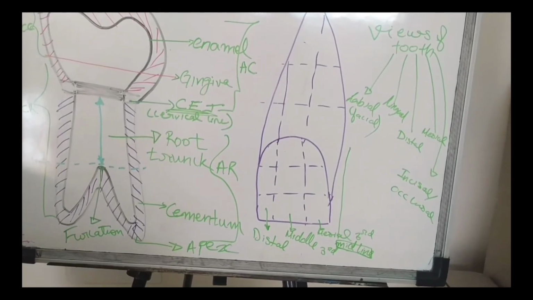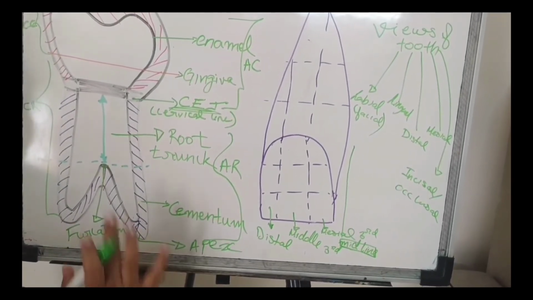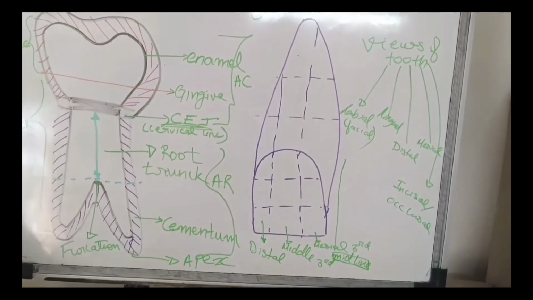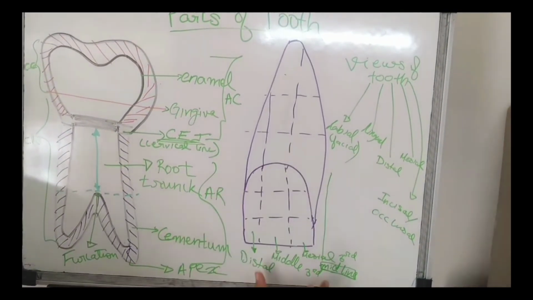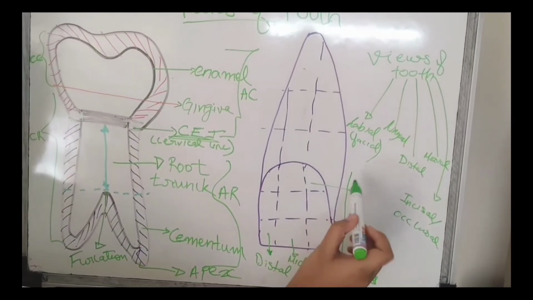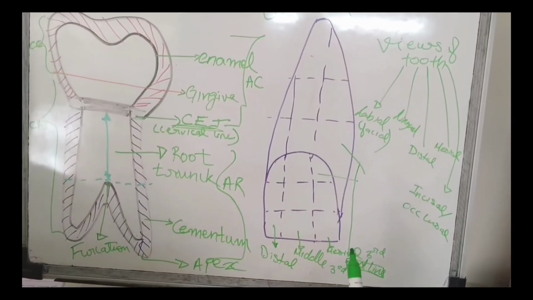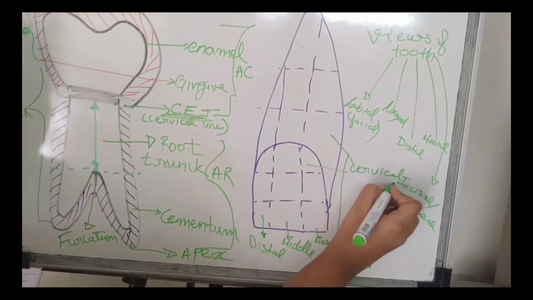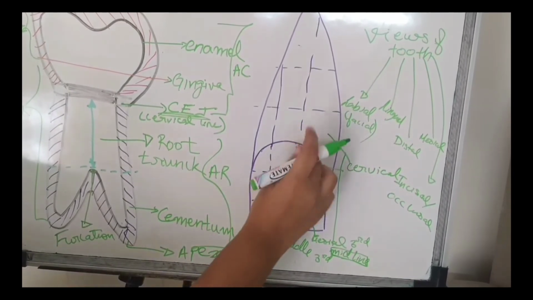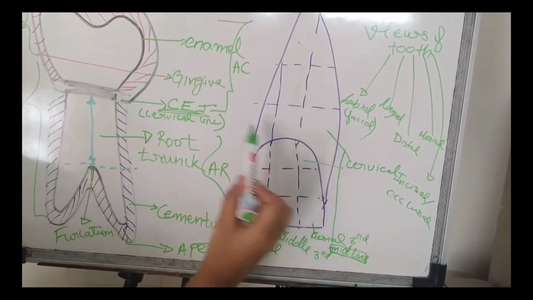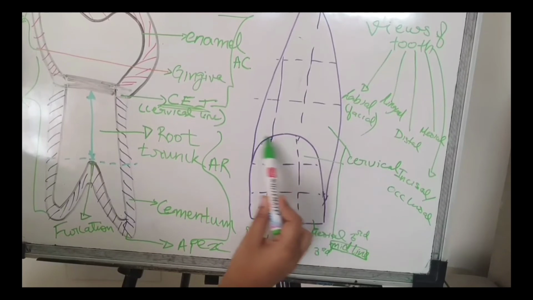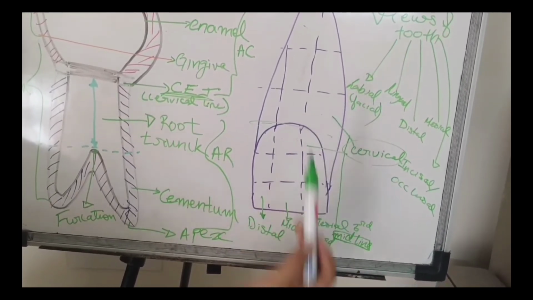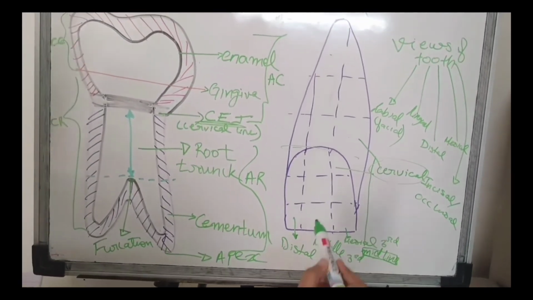So now we will be doing the horizontal sections. As I had shown you the cervical line, CEJ. Okay, so this and this part will be called cervical. Why? Because these two parts are closer to this cervical line. I showed it in the previous diagram also. Yeah, this one, so cervical line, this one. So in the crown and even in the root, both these parts are close to the cervical line.